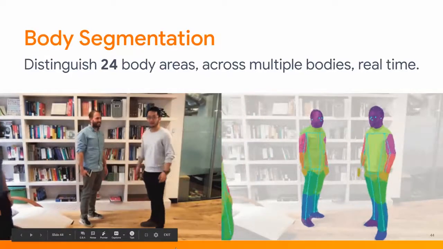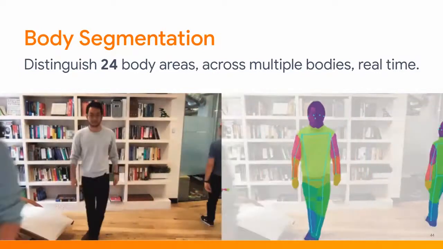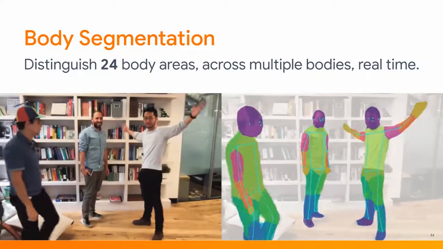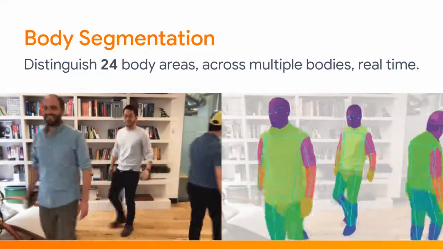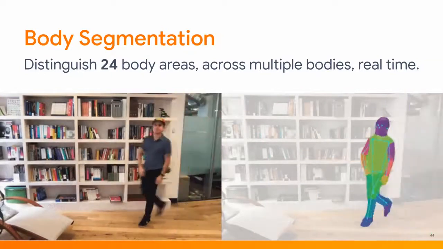So next up is body segmentation. This model allows you to distinguish 24 unique body areas across multiple bodies in real time, as you can see from the animation on the bottom here. But you can see how well that segments, and it even gives you estimation for the pose of each body too, i.e. where they think the skeleton is, which can be used to do gesture recognition or much more.